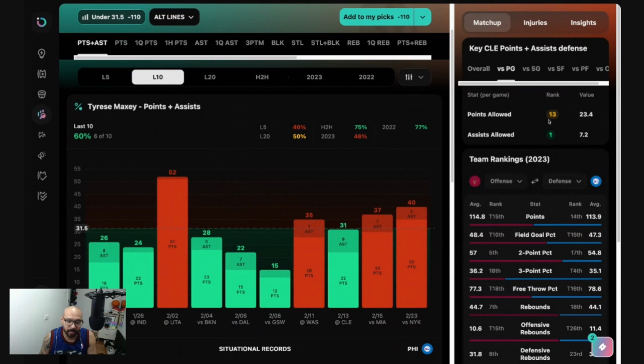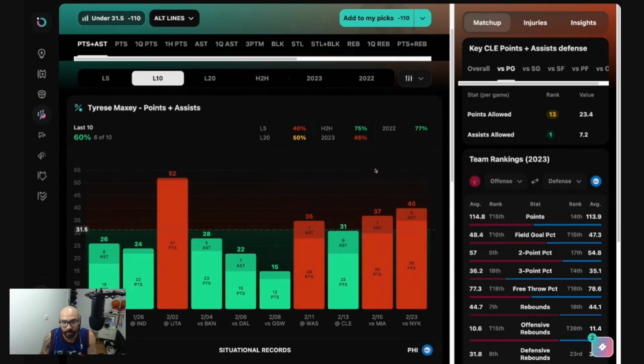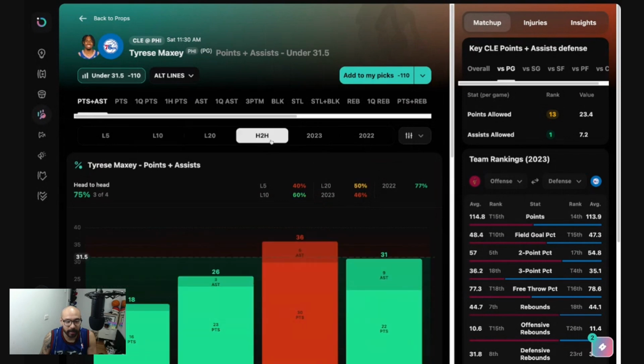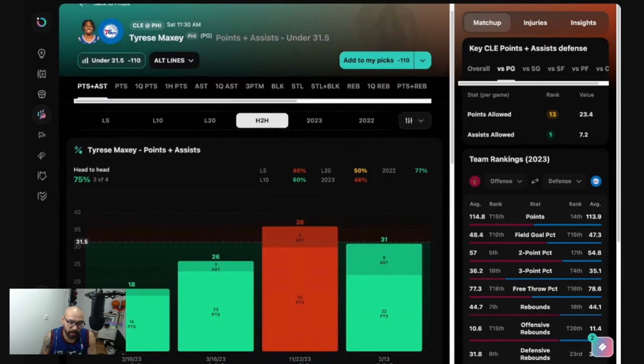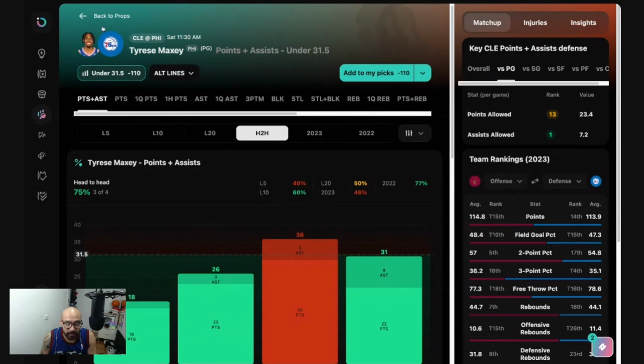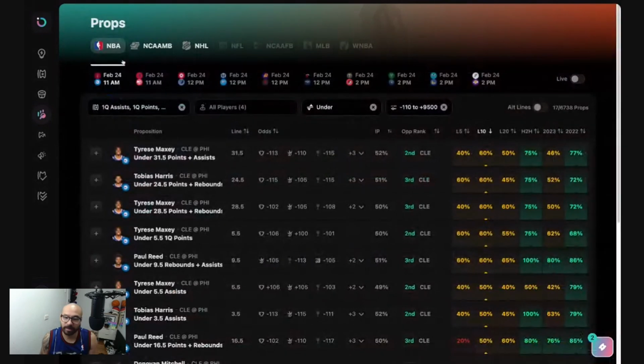We know the matchup is a difficult one. Assist-wise, we spoke about it earlier. The Cavs allow the fewest assists to point guards on the season. Maxey's hit this in his last 2, though. His last 2 games have been scoring the ball really well. So that's what makes me very hesitant to take this play. And in head-to-head matchups, he's gone under this points and assist line in 3 out of his last 4 games against the Cavs. So, but given his recent form, I would have been game enough to take Tyrese Maxey on the under.